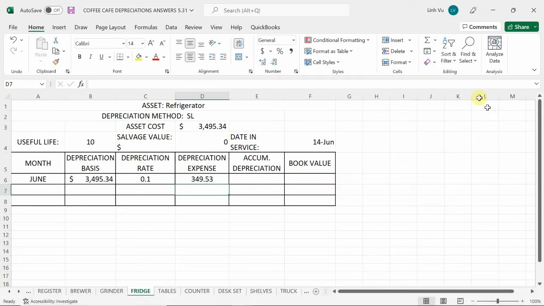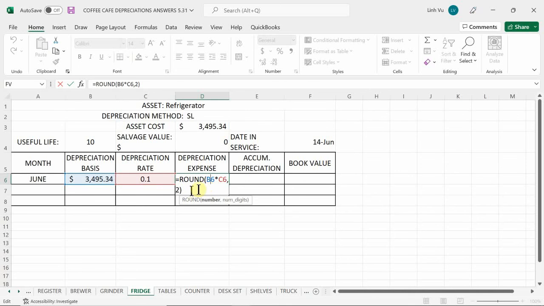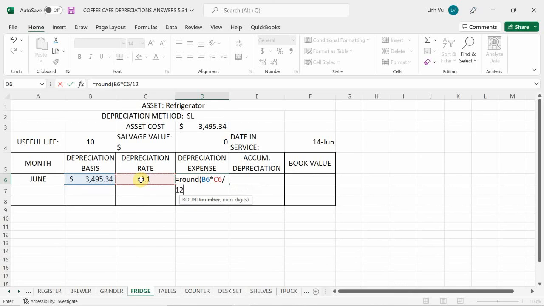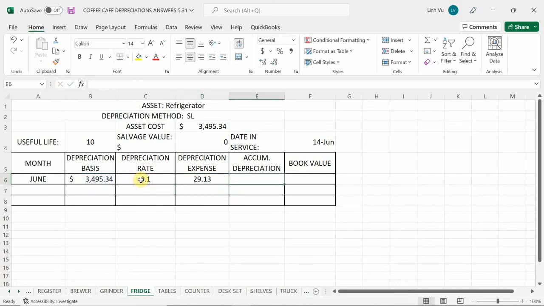I'm trying to get my calculator out here. So it'll be 29.13. Okay, do it again. Equal round, 3,495 times 10% divided by 12, comma 2 is 29.13. Okay.